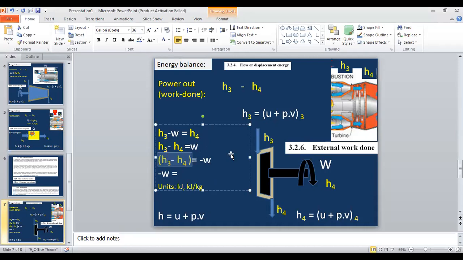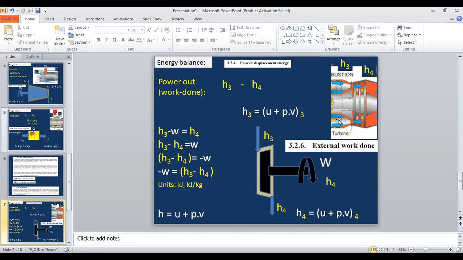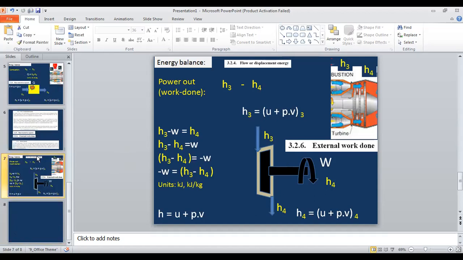H3 minus H4. Okay, so this is basically the energy balance. So you should understand this. Look into the one time mark. You have to learn some more here, but basically for a turbine, you can see this. So this knowledge will be very useful. Later we will revisit the same expressions.